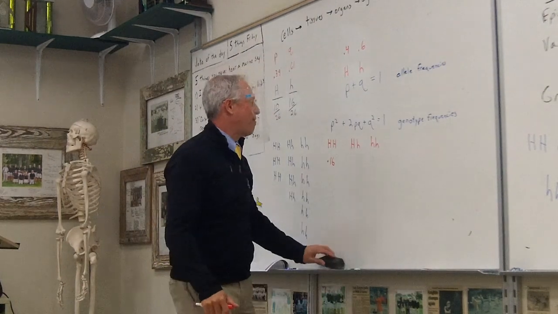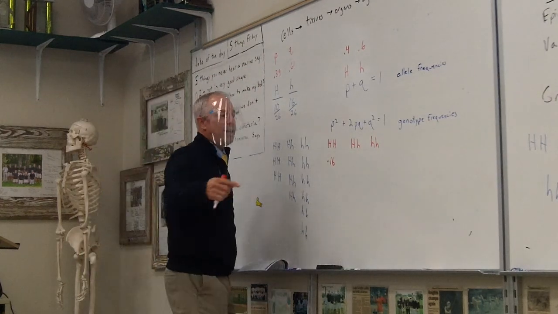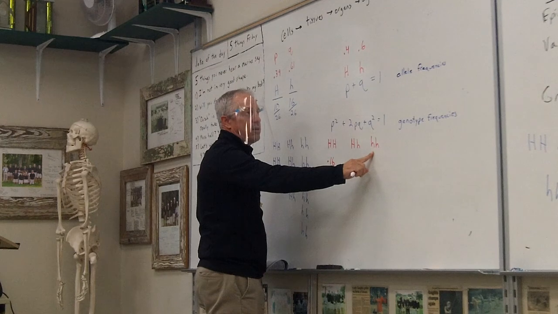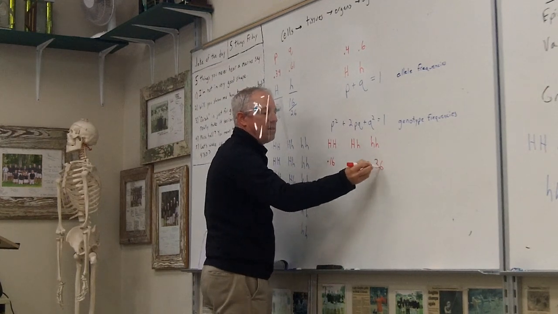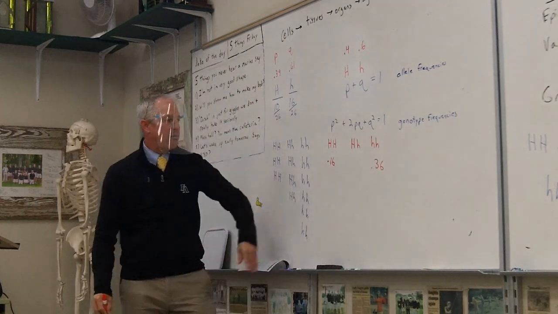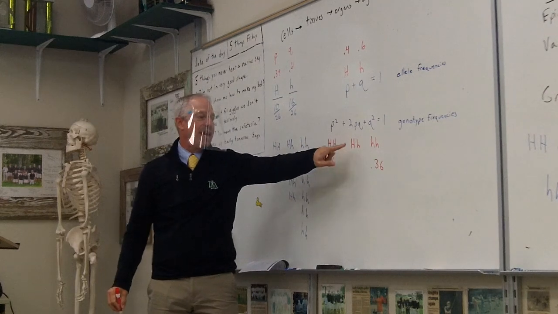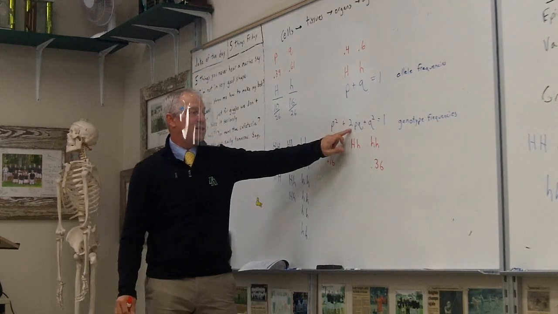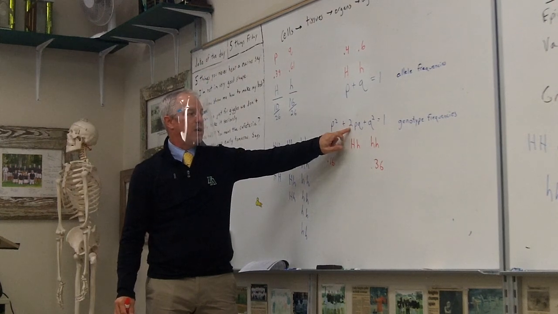Okay, so enough about my free throw shooting skills. What are the odds of getting two little h's in this population? 36%. And what are the odds of getting one big H and one little h? 48%. There's two ways to do it. That's why the two is here.